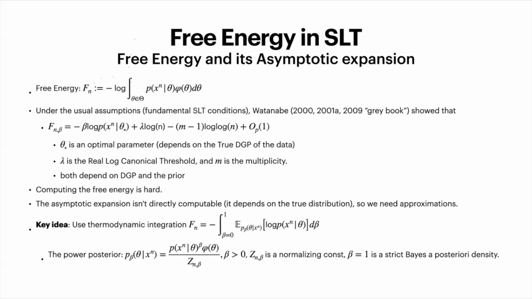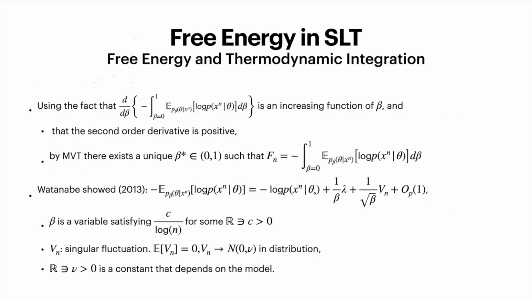Now, one challenge with free energy is that just computing it is really hard, as everyone knows. Ideally, the asymptotic expansion can be useful for computation, but obviously we need to know the truth. So that's a challenge. We can't actually use it as it is, so we need to lean on some approximation. The key idea that Watanabe and others have developed is to work out the thermodynamic integration, where you write down the free energy as a thermodynamic integral over the posterior expectation of different power posteriors. And that gives you some really interesting estimation mechanics.